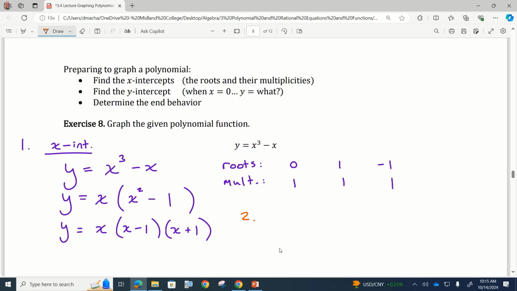Step number 2, we're going to find the y-intercept. And the y-intercept is what we get if we plug in x equals 0. If x is equal to 0, then y is equal to 0 cubed minus 0.